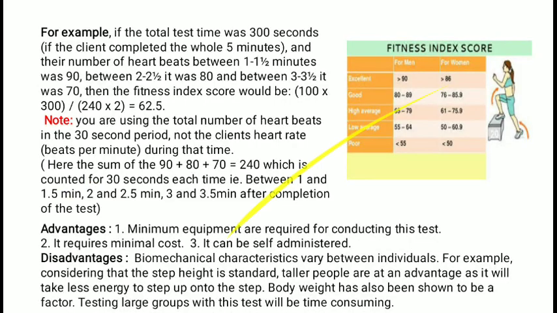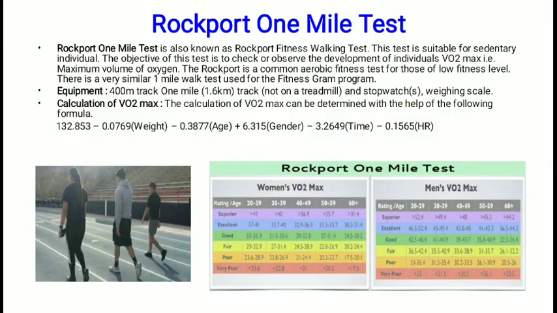Let us move to the next test, that is the Rockport 1 mile test. What do we mean by the Rockport 1 mile test? 1 mile consists of 1609 meters. The Rockport 1 mile test is also known as the Rockport fitness walking test. This test is suitable for sedentary individuals, those who have a sedentary lifestyle and do not get involved in any type of physical activity. For them this test is more suitable.